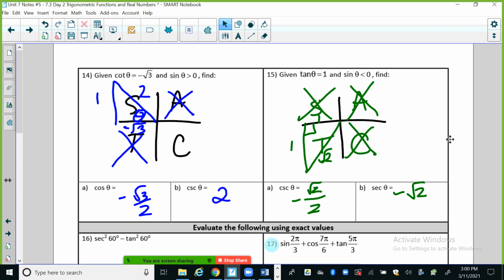And I show how I figured it was in quadrant 3, of course. So we know tangent is positive, so that means it can't be in quadrant 2 or quadrant 4 because tangent is positive in quadrant 1 or quadrant 3. So the other thing we know is that sine of theta is negative. So it can't be in quadrant 1 because sine's positive in quadrant 1. So it has to be quadrant 3.